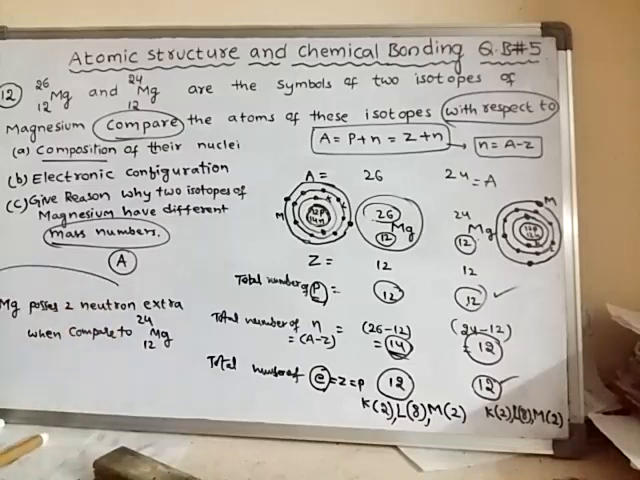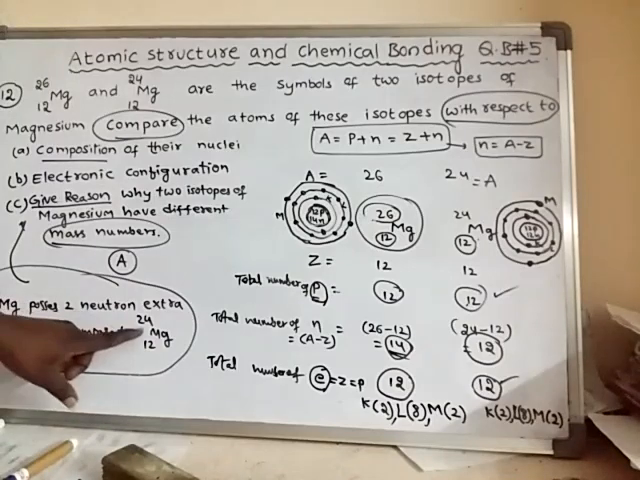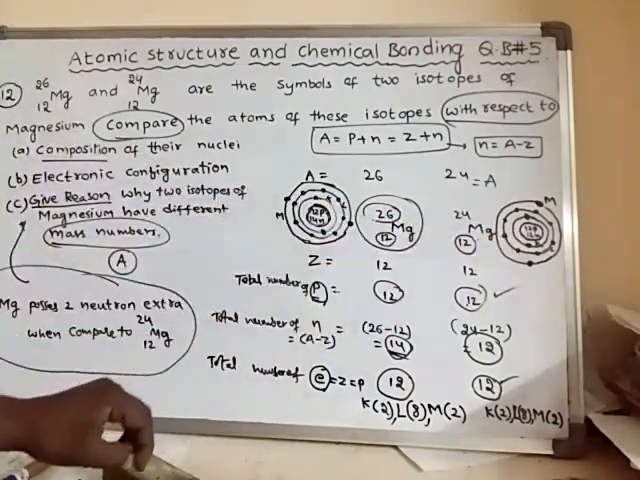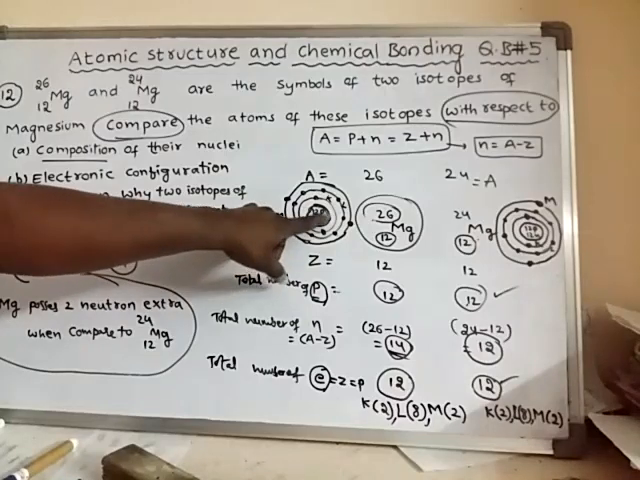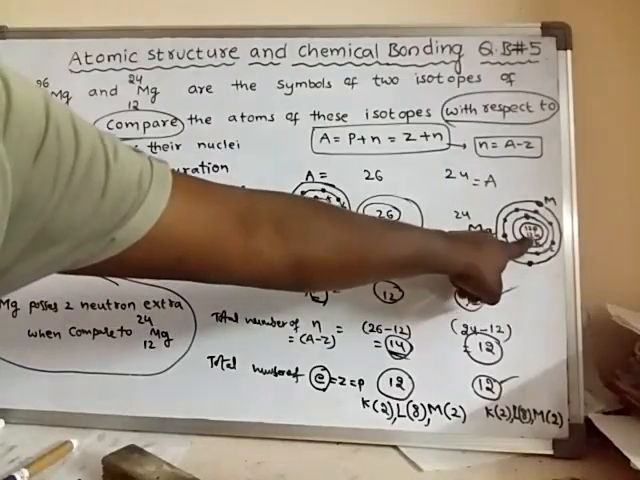Okay, so this is the reason. The question is, give the reason why two isotopes of magnesium have different mass numbers. That is why this one has mass number 26 and this one has mass number 24. What makes the difference between these two? They are differing in their number of neutrons. They possess the same number of protons, 12 protons and 12 protons, but in the number of neutrons they are differing. This one contains 14 neutrons, but here it is only 12 neutrons.